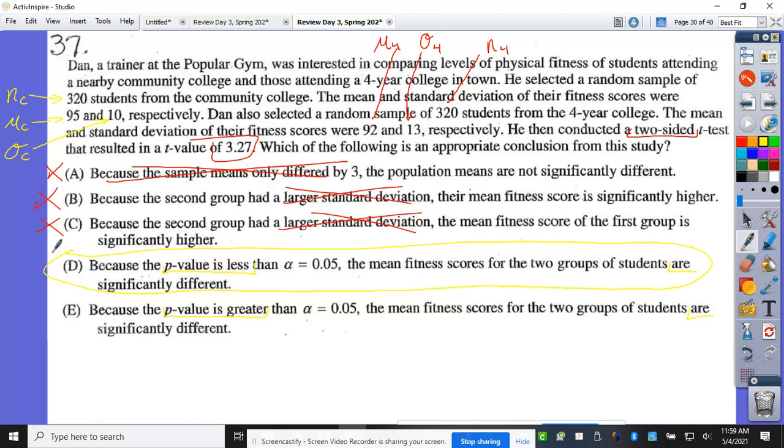I could have gone and done a t with 3.25 or 3.27. What would you have used as your degrees of freedom if you wanted to do it that way? So if you wanted to attempt to find a p-value, and it tells us we have a test statistic of 3.27, what's our best bet of what to use as degrees of freedom? 319. The smaller one minus 1 will do the same. And if you typed in your calculator TCDF with 3.27 and 319, you get a really small number. Even if we multiply that really small number by 2, it's still less than alpha. So you could have gone and done it that way as well.